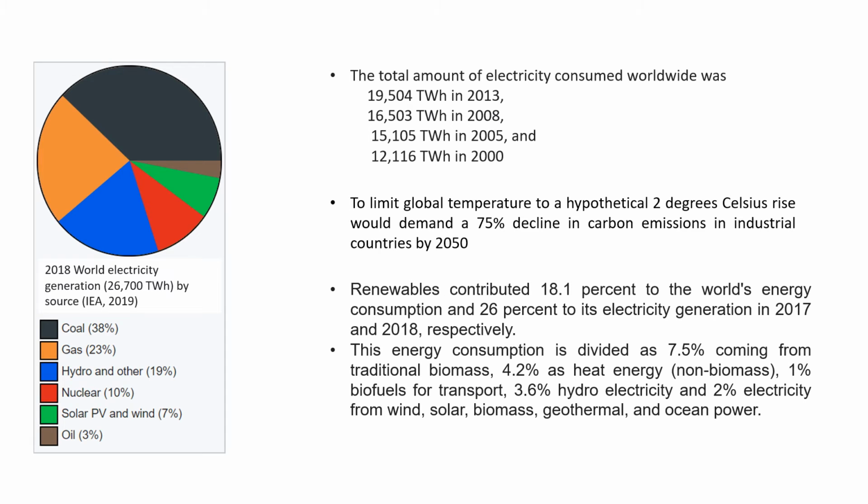To address this problem and to limit the global temperature rise to a hypothetical 2 degrees Celsius would require a decline of 75% of the carbon emission by the industries by 2050, if the world's population rises to 10 billion by this time.